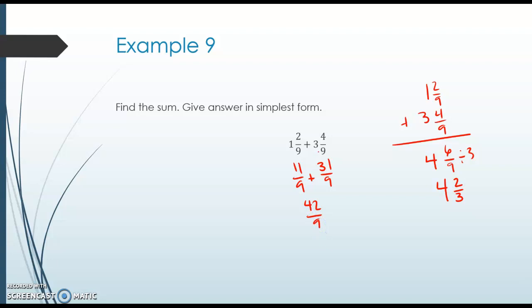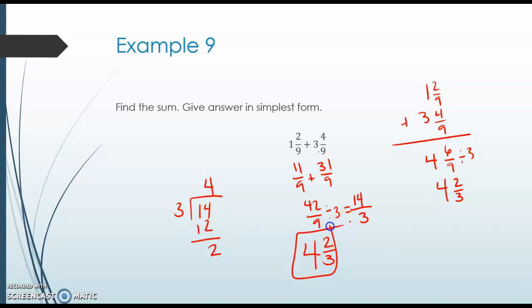And then from there, I know that 3 divides into both of those. So I'm going to divide both by 3. 3 goes into 42 14 times, and 3 goes into 9 3 times. So now I'm looking at 14/3, and then I'm going to do my 14 divided by 3. 3 goes in there 4 times. 3 times 4 is 12, leaving us with 2 as our remainder. So we end up with 4 and 2/3.